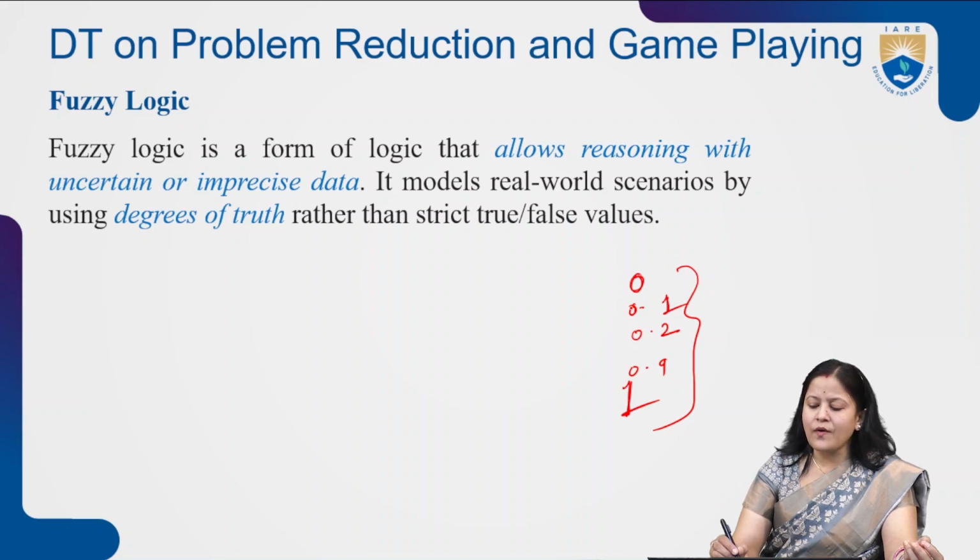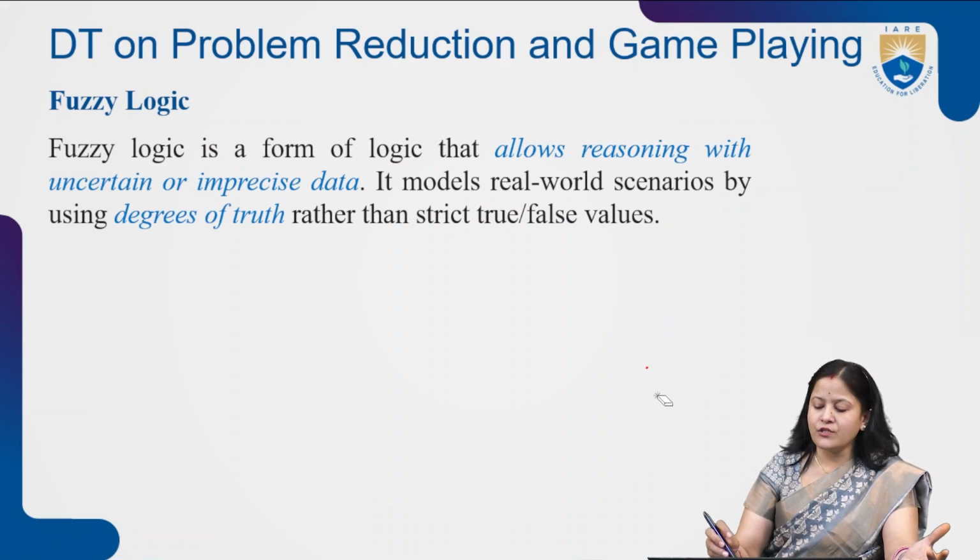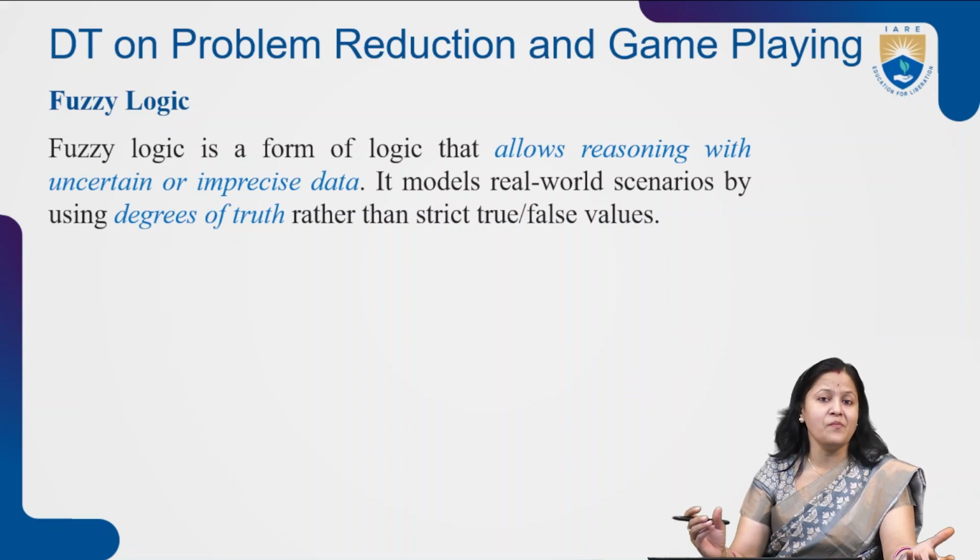So how are these values assigned? These values are called degree of truthness, and this is applicable for this particular moment of time. So overall, I can say fuzzy logic is not really a logic. It is a concept in artificial intelligence which can handle the situation which is fuzzy or uncertain or vague or imprecise.